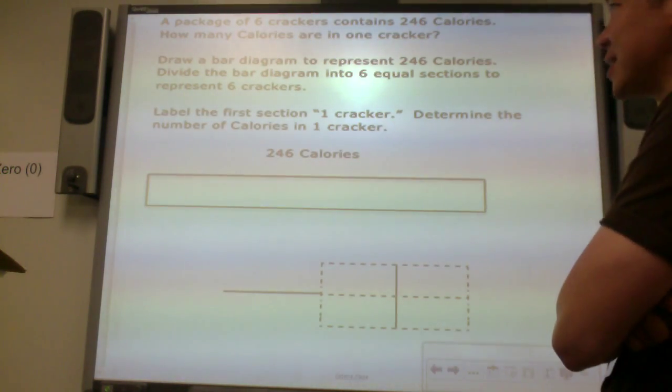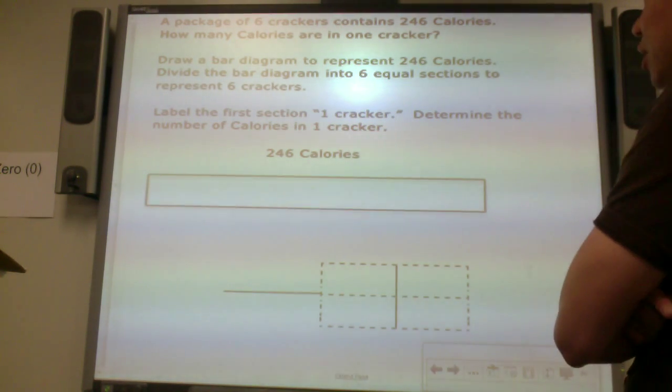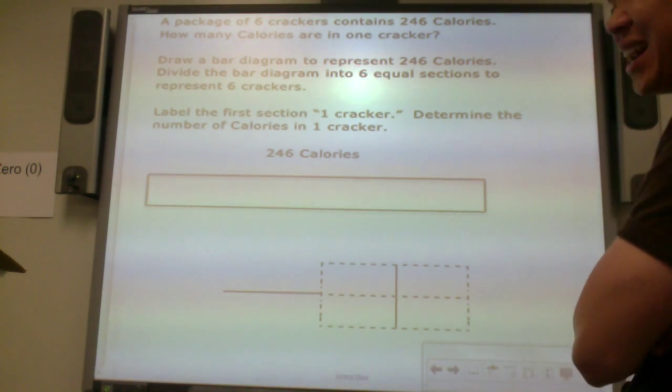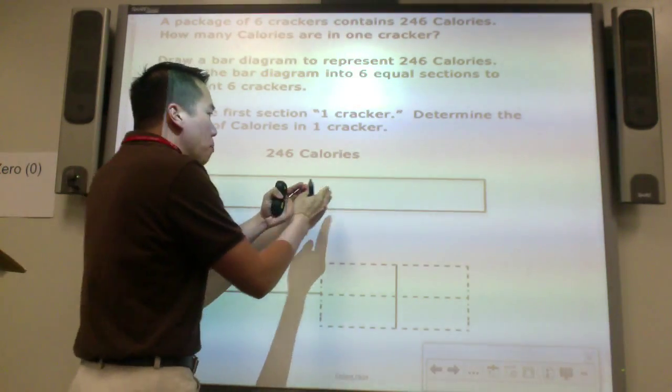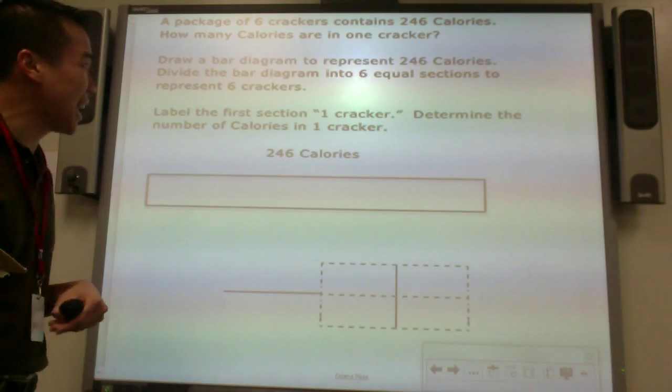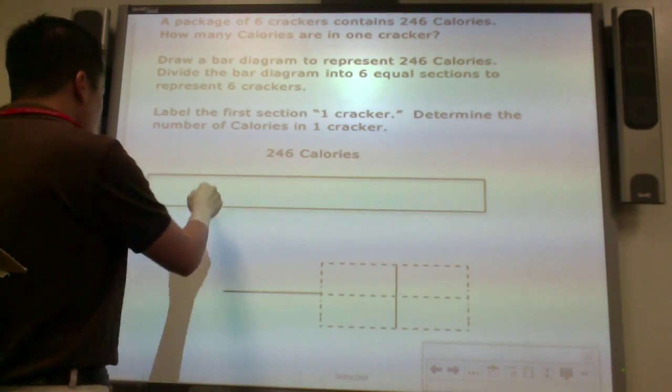So let's practice this. There's a package of 6 crackers. It contains 246 calories. How many calories are in 1 cracker? So here's a bar diagram. So this whole bar has 246 calories. We're going to divide this bar into 6 equal sections.